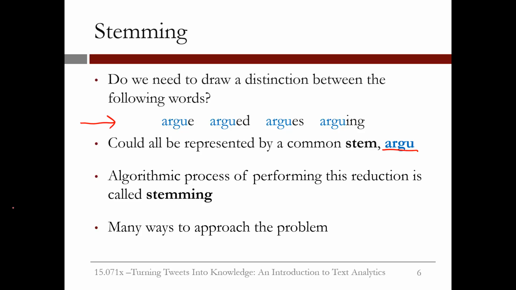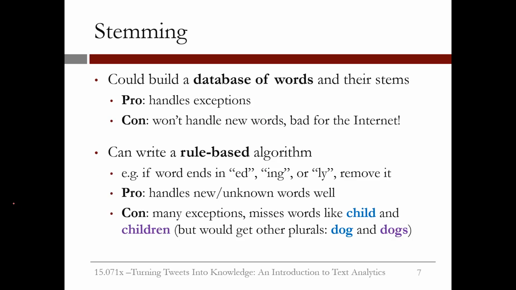There are many ways to approach the problem. One approach is to build a database of words and their stems. A pro is that this approach handles exceptions very nicely, since we have defined all of the stems. However, it won't handle new words at all, since they are not in the database. This is especially bad for problems where we're using data from the internet, since we have no idea what words will be used.